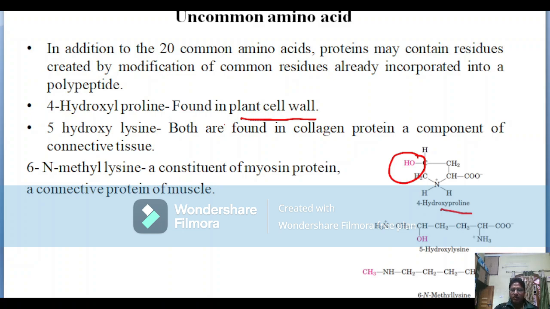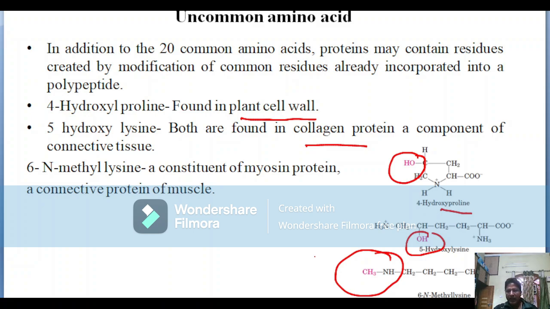Next is 5-hydroxylysine. 5-hydroxylysine and 4-hydroxyproline, both of these amino acids you will find in the collagen protein, which is a component of the connective tissue. Here you can see the hydroxyl group is added to the 5th carbon, so it is 5-hydroxylysine. And in 6-methyl lysine, you can see a methyl group is added to the amino group, so it is 6-N-methyl lysine.